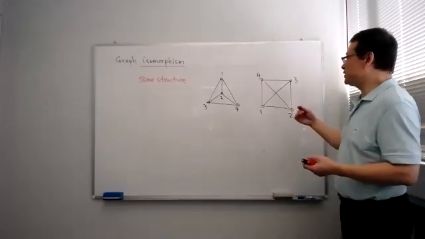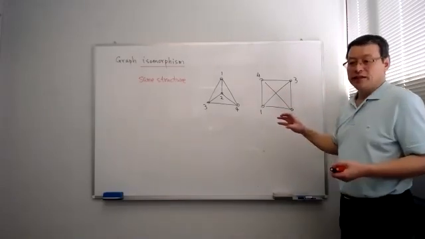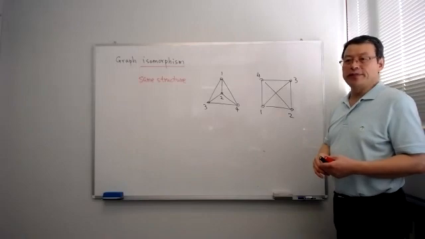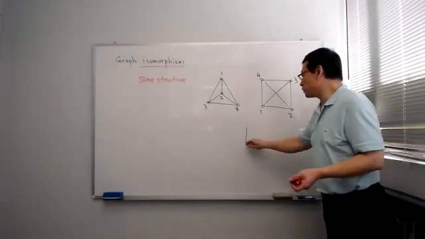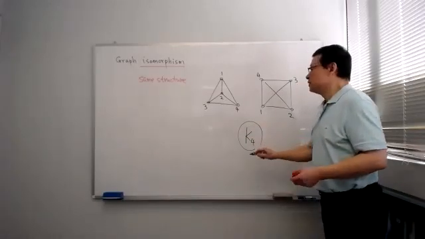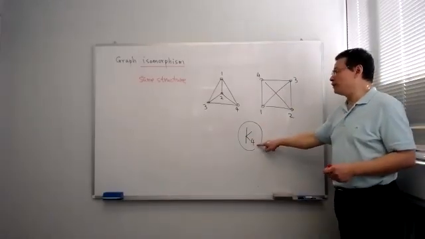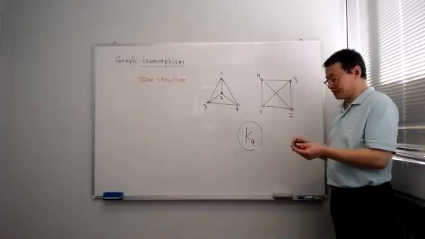Actually, you can easily see that for four vertices, the maximum number of edges will be six. All of them have six edges, so they are complete graphs on four vertices. So they are really the same graph. It's K4, but with different labelings.